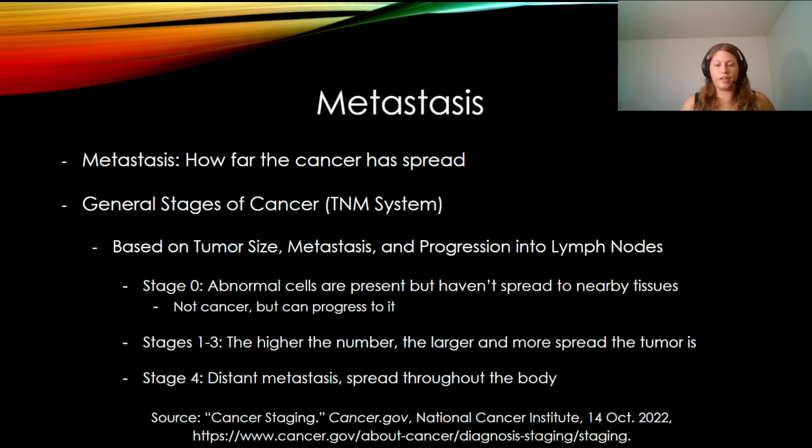Stages 1 through 3 are measures of how big or how spread out the tumor is. It's determined by a combination of these factors. So essentially, the bigger and more spread your tumor is, the higher your stage is going to be. And of course, stage 4, the most problematic kind of cancer and the worst diagnosis that you could hear in terms of this disease, means that there is distant metastasis, which means that the cancer has spread throughout the body.